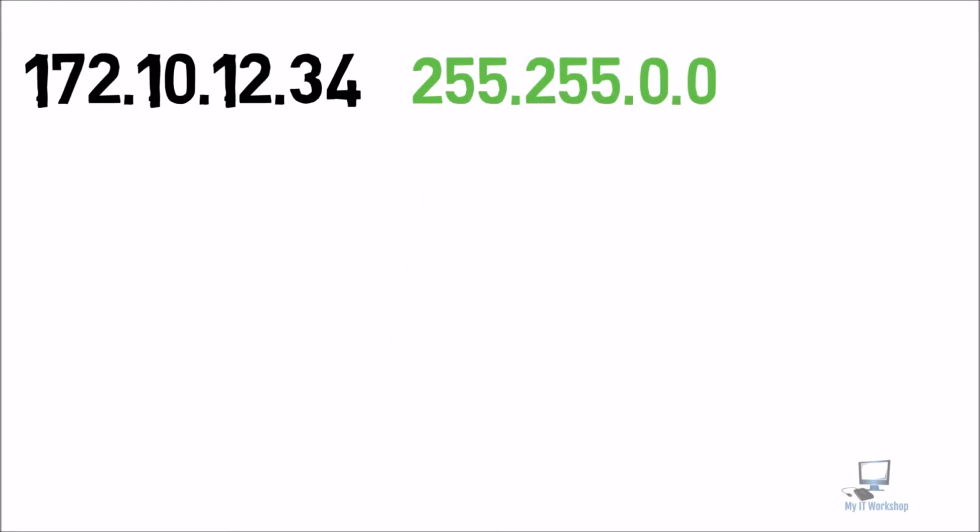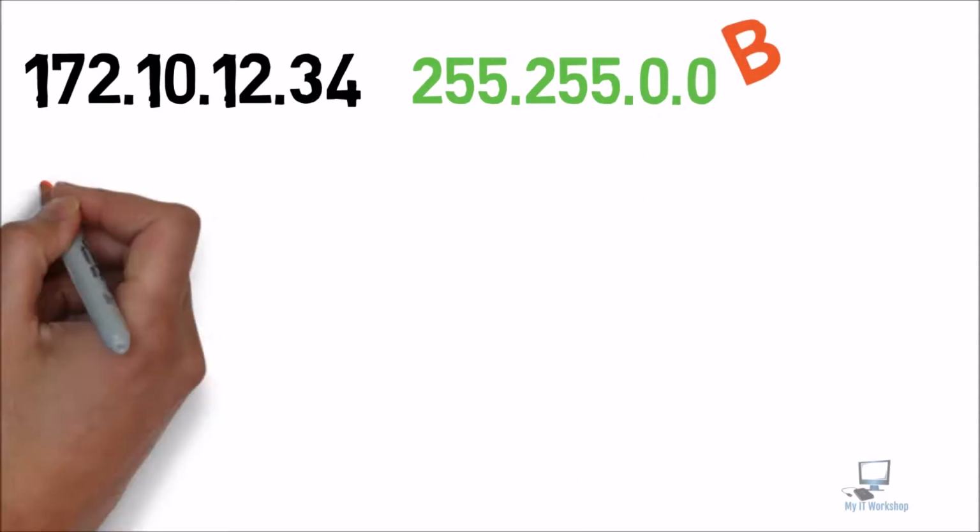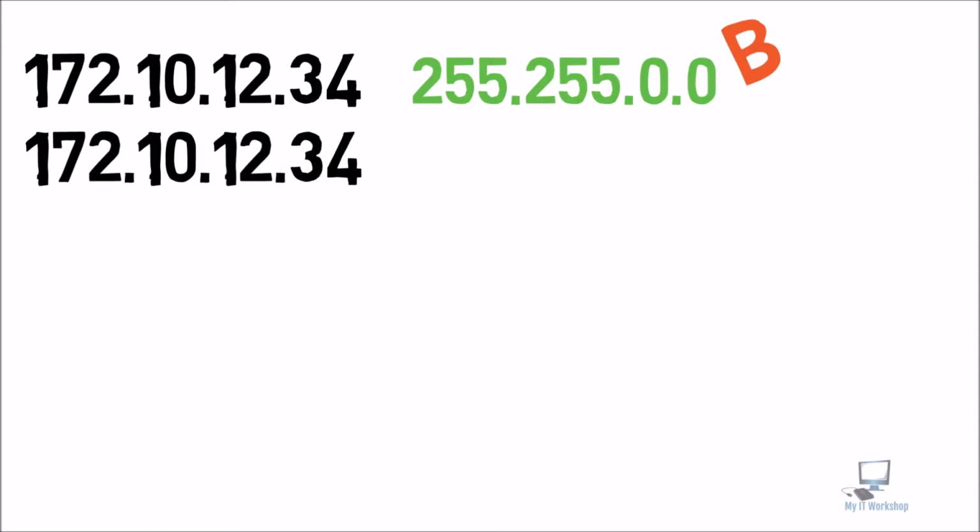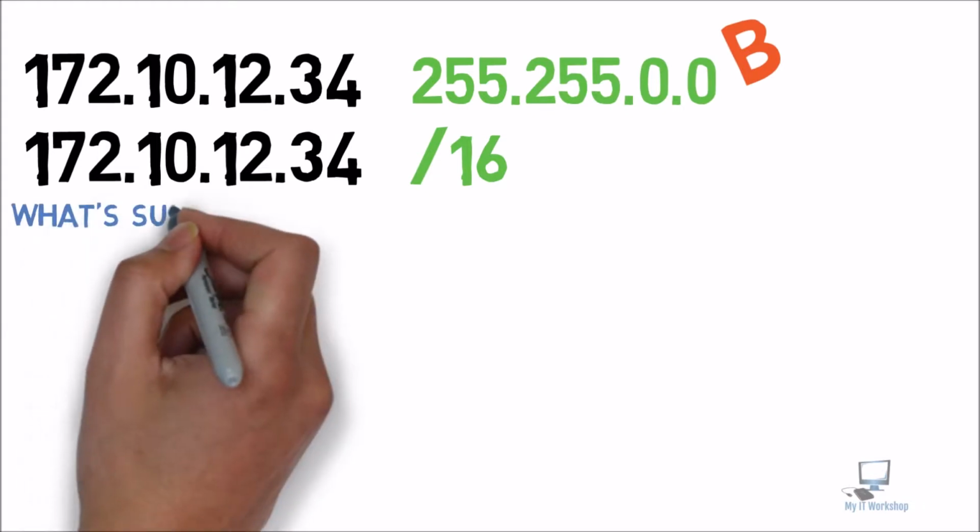Okay, so let's continue. We have this IP address 172.10.12.34. That's a class B, because we have the graphic from a few minutes ago. So the default mask is going to be 255.255.0.0. Talking again of this IP address, the other way to represent this mask is this way, /16. These two are interchangeable. You can see both or one or the other in different books, but you have to know that they both exist.